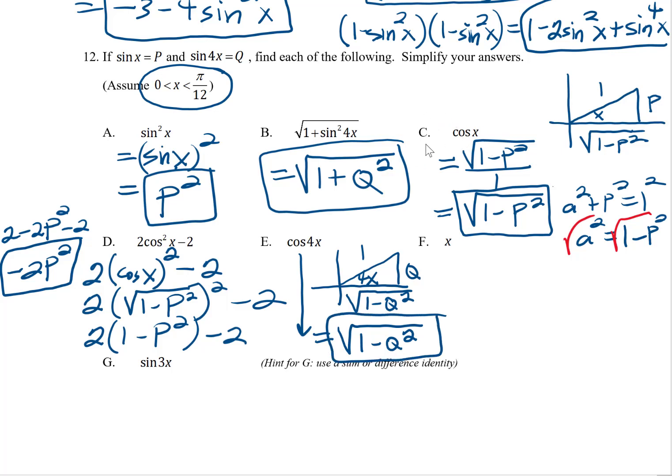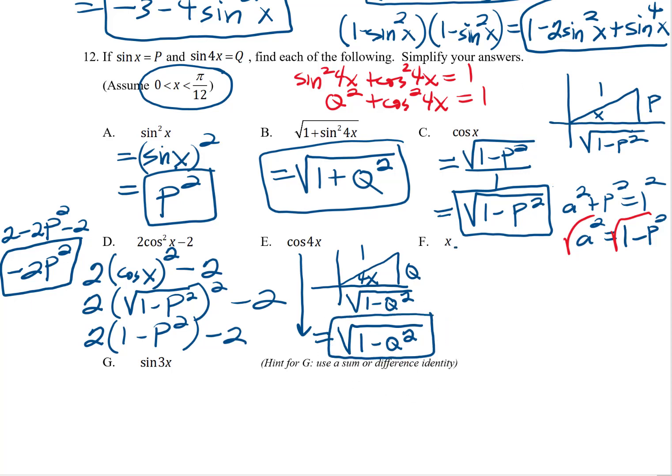Another way that I could have done part C and part E would have been to use the Pythagorean identity. So for example, in part E, I could have said, I know that sine squared of 4x plus cosine squared of 4x is equal to 1. Well, sine 4x is q, so sine squared 4x is q squared. Here's what I want to find, cosine 4x, all being squared. Notice all I would have to do is move the q squared to the other side and then square root each side, and I would have cosine 4x equals this square root that we found down here.